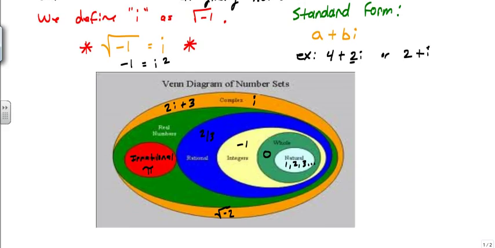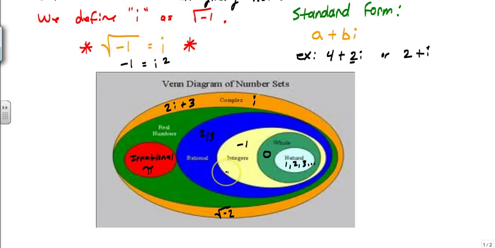We're going to look at this diagram of sets. We talked earlier about the real numbers and what was included in the real numbers. We have irrational numbers all by themselves. And we have rational, and then inside rational we have integers, and then whole numbers, and natural, the counting numbers. So we have these sets. This is what we're used to. Everything inside the green is what we're used to.